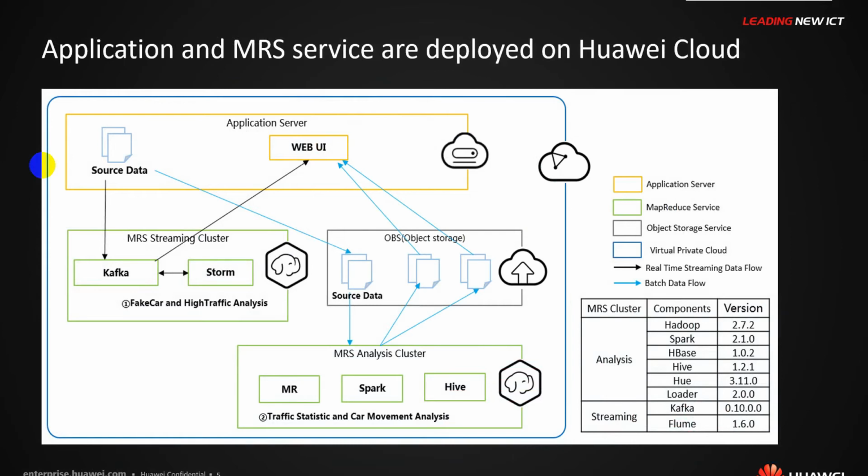Source data will be stored into object storage and loaded into the HUAWEI Cloud Big Data analysis cluster with traditional big data components for traffic statistics and car movement analysis. After running offline MapReduce jobs, the data will be written back to Object Storage Service and fed to the front-end application. In the right corner, you can see the cluster information and legend.